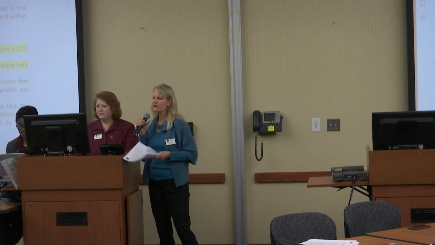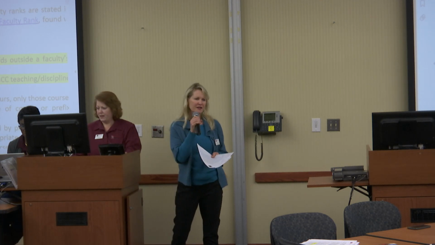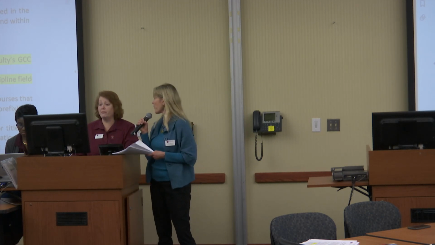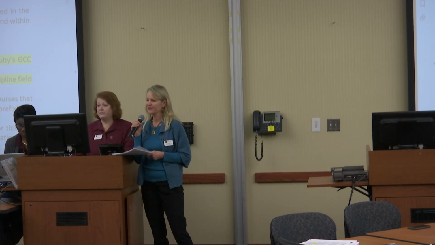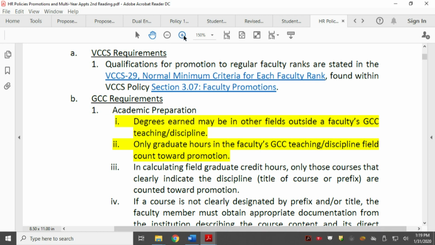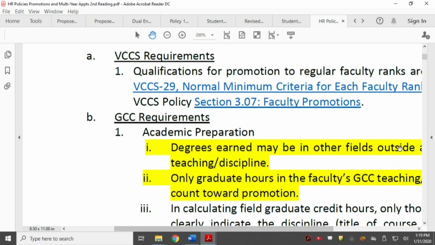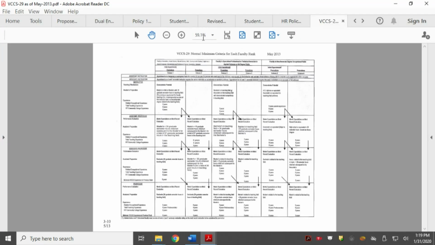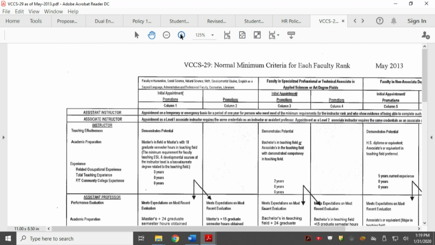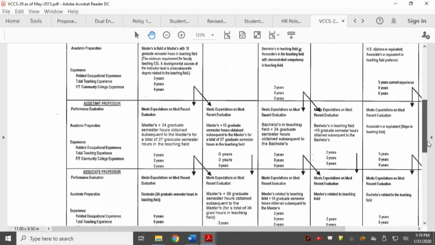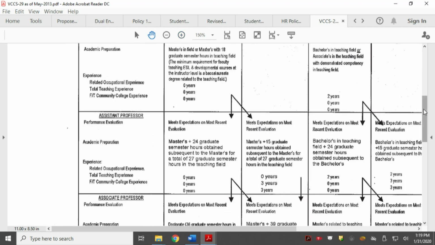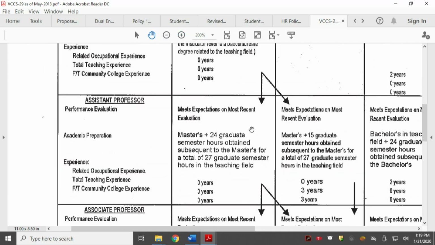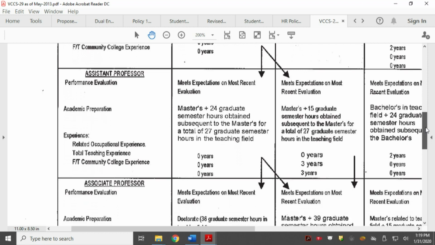If you will pull out your VCCS 29, I think this is going to be a helpful tool at this point. It's in your package. As in the past, we have required that only the graduate hours in the teaching field or discipline count towards promotion. That is not going to change, but the leeway we will have is that the degrees earned may be in other fields outside of the teaching discipline.